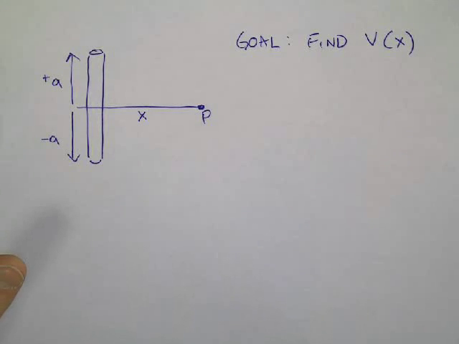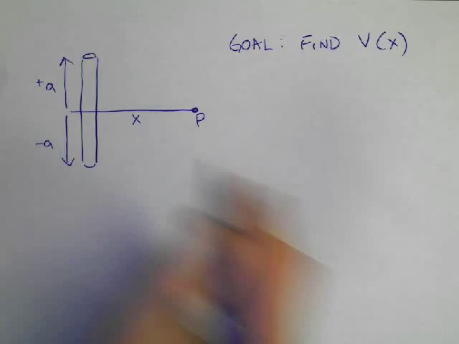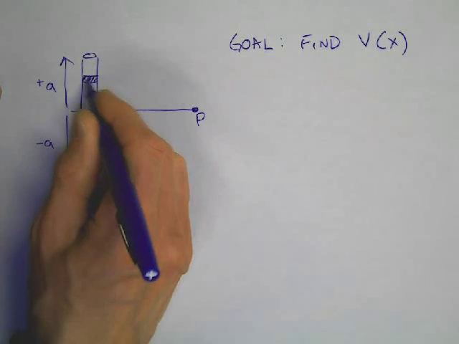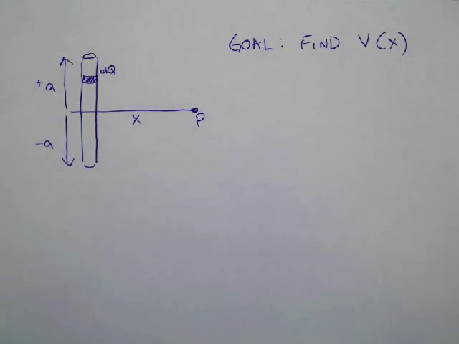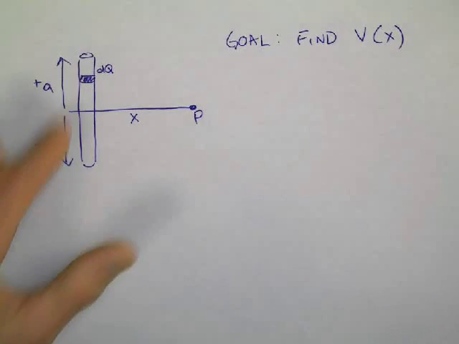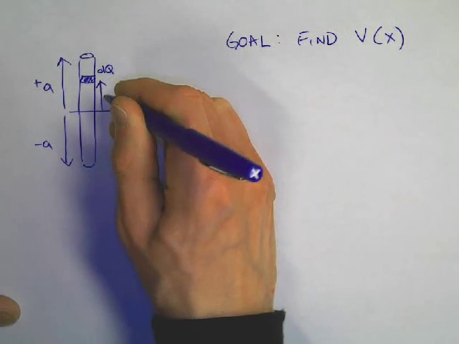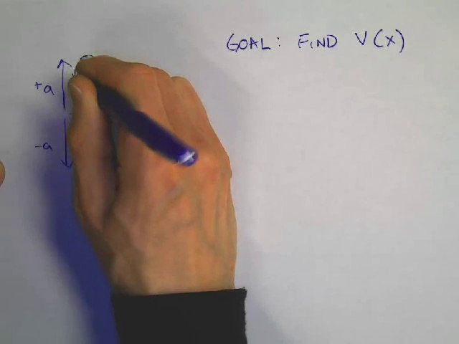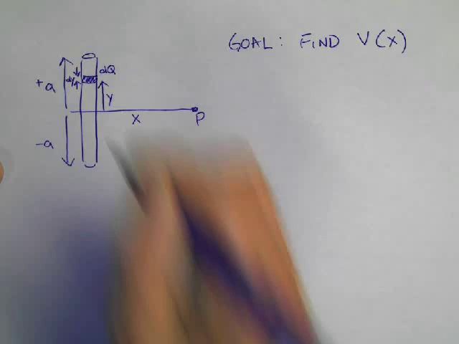Okay. So let's take a look at this. This is a little bit less symmetric than the other example. Now what I'll be doing is I'm going to be looking at my chunks of charge, my dq. Those are going to go up and down. That chunk of charge is going to be located at a position y above or below the x-axis, and its thickness is going to be dy.